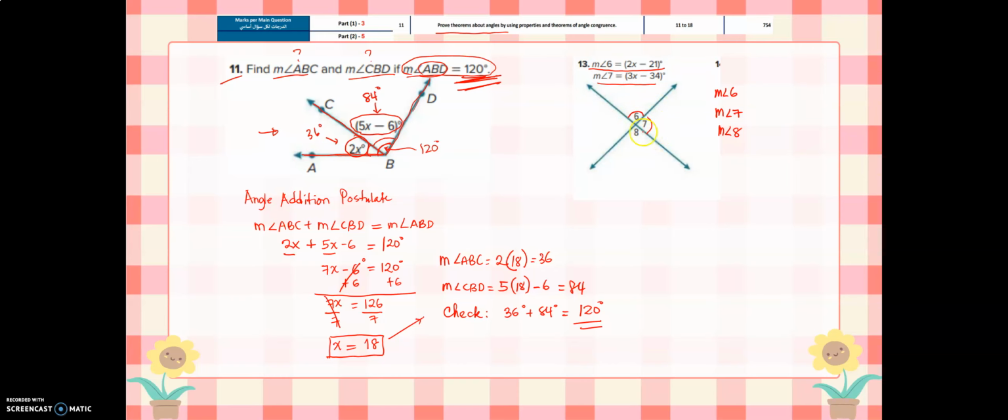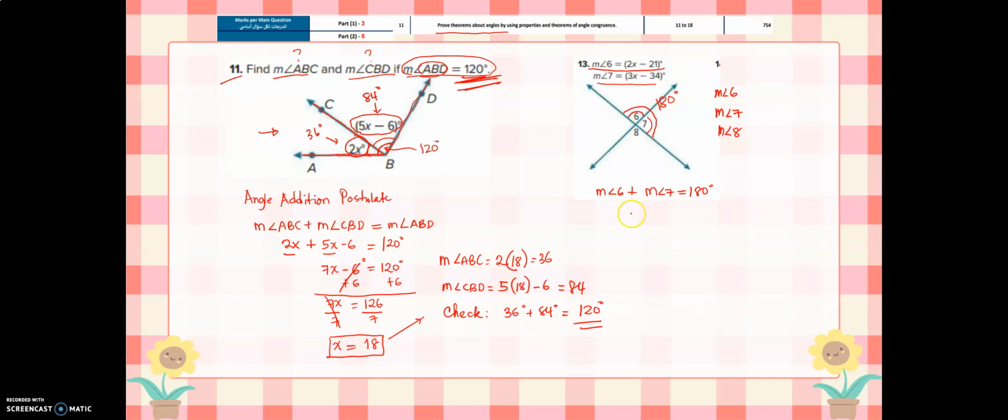The relationship between angle 6 and angle 7, if you can see right here, is that they are a linear pair. Linear pairs are equal to 180. Supplementary angles are also 180. That means when we add the two angles, they will add up to 180 degrees. So if I'm going to write it in an equation, I can say that the measure of angle 6 plus the measure of angle 7 is equal to 180 degrees.